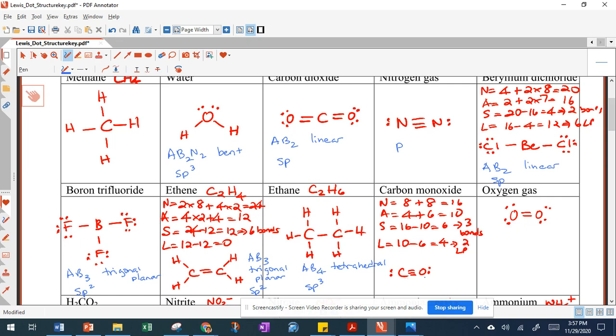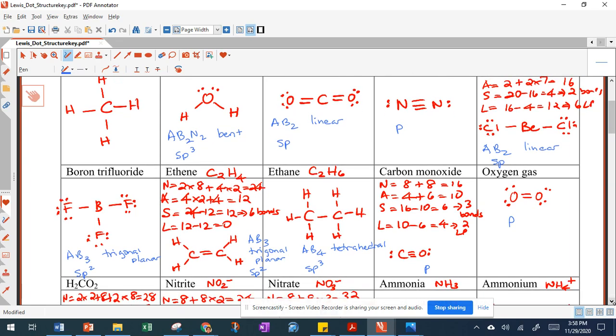Now here we have carbon monoxide, which is diatomic. Carbon has a partially filled p. Oxygen also has a partially filled p. That will be a p orbital. We don't need to use hybrids there. Same thing with oxygen gas, p orbitals.